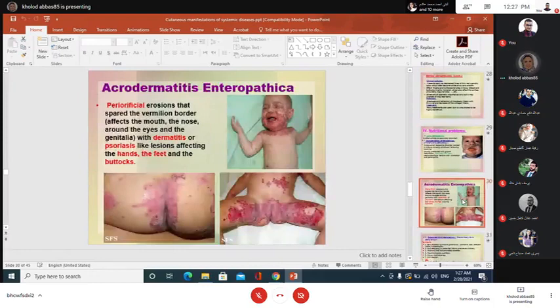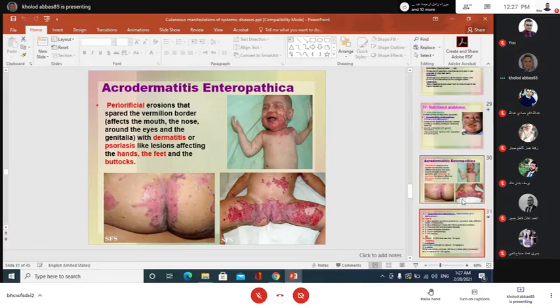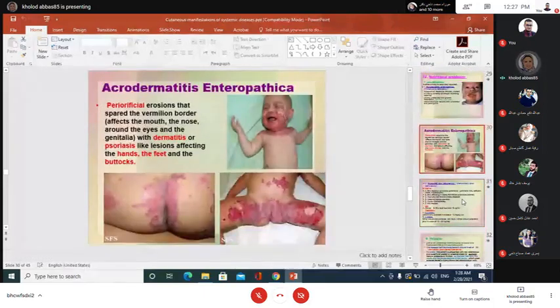Perioral, and in the hands also, which is why we call it acrodermatitis. Periorificial erosions spread to the vermilion border, affecting the mouth, the nose, around the eyes, and the genitalia, presenting as a dermatitis-like or psoriasis-like picture. Also there is common involvement of the hands and feet, hence acrodermatitis. Usually for babies with this condition, once we give zinc there is a dramatic response within 24 hours, as soon as we correct the zinc level.